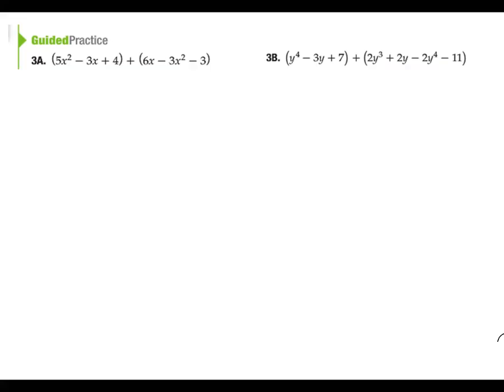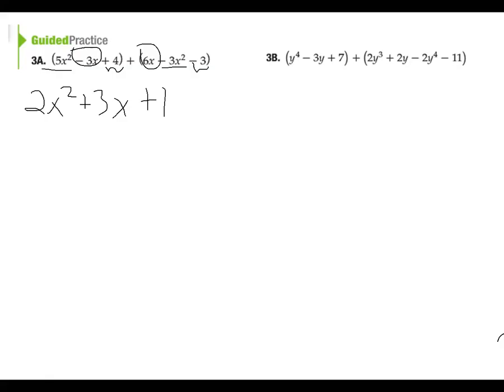The first one, I like to just combine like terms. So this would give me 2x squared, and then minus 3x plus 6x is plus 3x. And then the 4 minus 3 gives you plus 1.